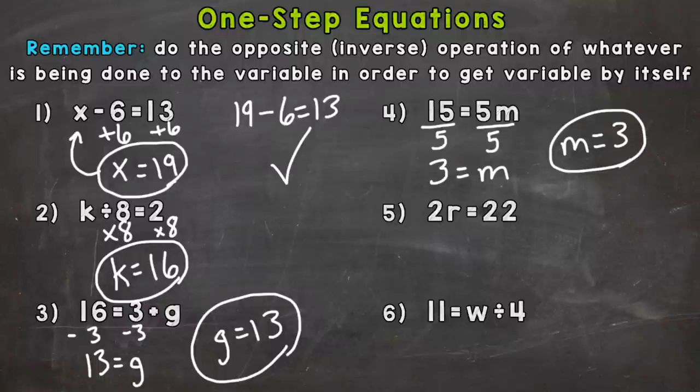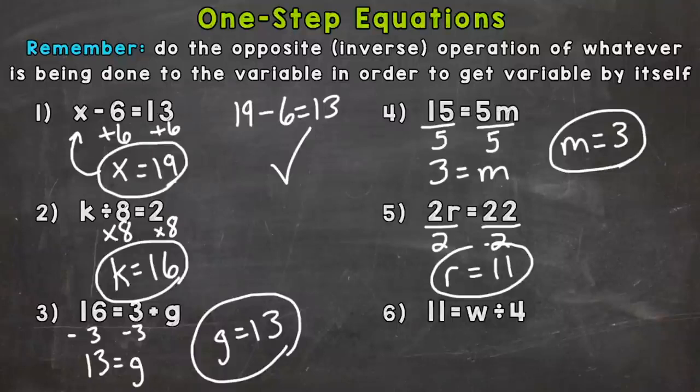Number 5, we have 2r equals 22. So we're multiplying by 2. Again, number next to a letter means multiplication. So we need to divide both sides by 2. That gives us r by itself, and 22 divided by 2 equals 11. So r equals 11. Let's double check. 2 times 11 does equal 22, so we're good to go there.